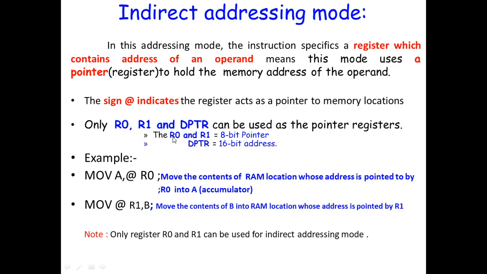For an 8-bit pointer, only two registers work as an 8-bit pointer, that is R0 and R1. For a 16-bit pointer there is DPTR. In this fashion these three work as pointers.